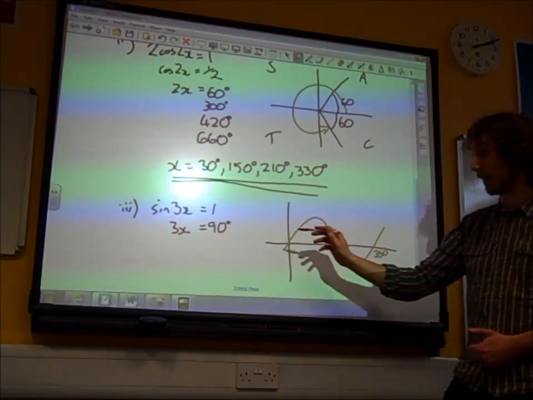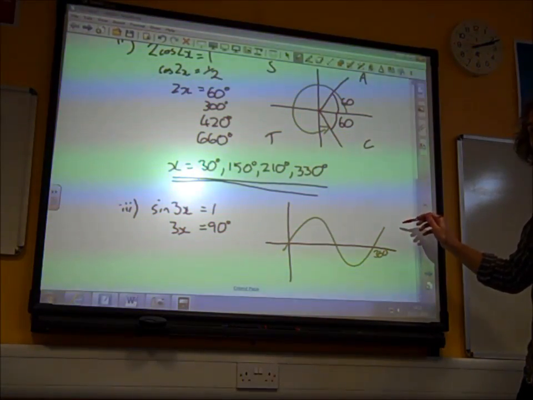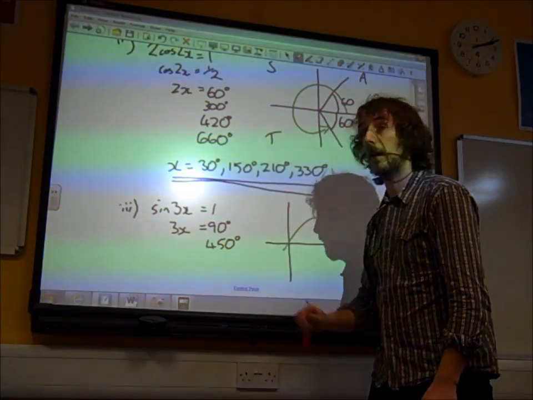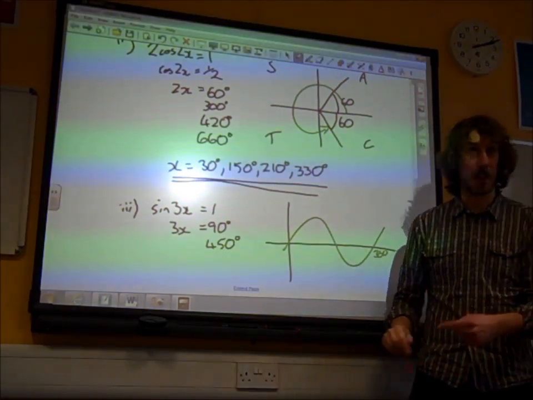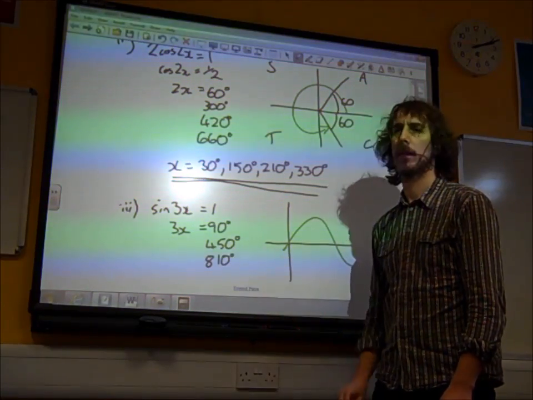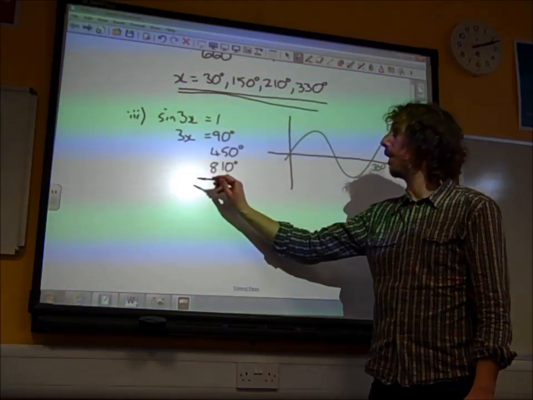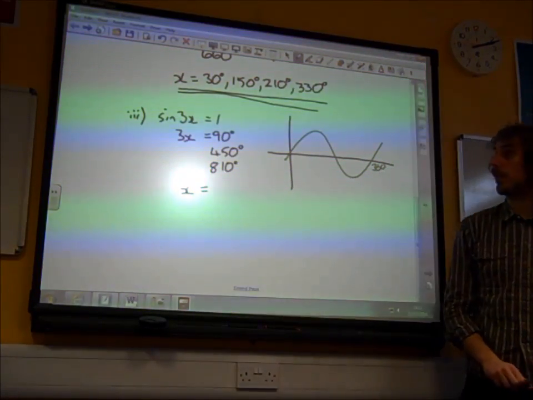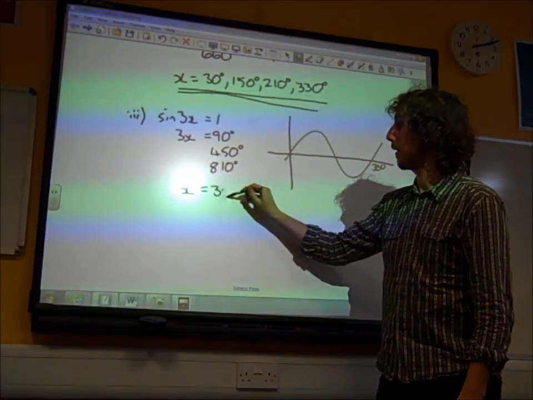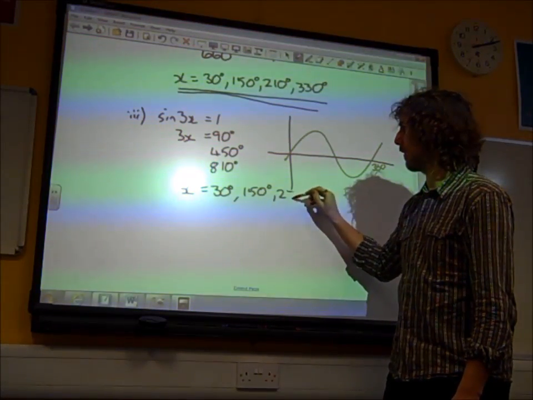So we need to keep looking. The next time that we would have it up there would be at 450. Another 90 plus past 360 that is. And then the last time it would do it would be at 810, which is just after 720. And then it wouldn't do it again before we get to the next stopping point. So we're going to divide through by 3, 30 degrees, 150 degrees, and 270 degrees.